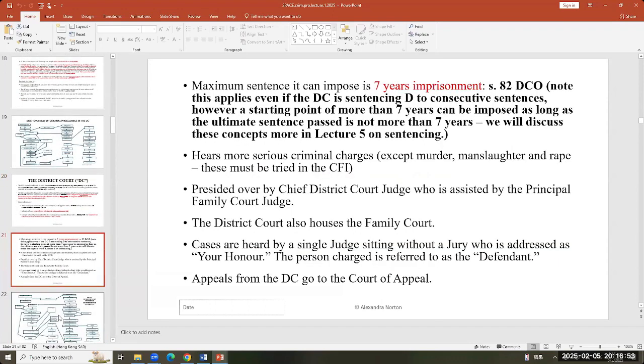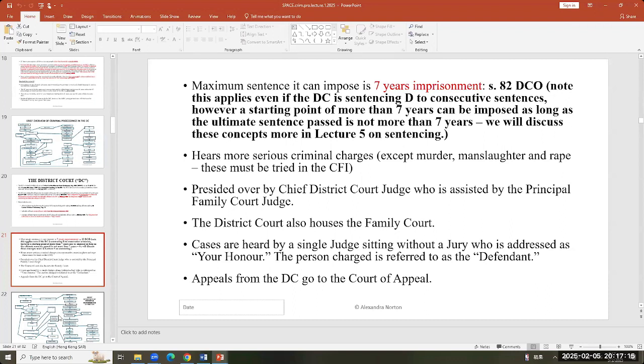The maximum is 7 years, even if consecutive sentences are being imposed. So remember, for the magistrate's court, we saw that a magistrate had that extended 3-year jurisdiction for consecutive sentences that he's imposing. There's no such provision for the district court. So the maximum is 7 years, that's it.